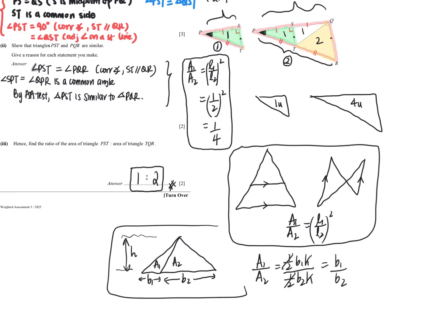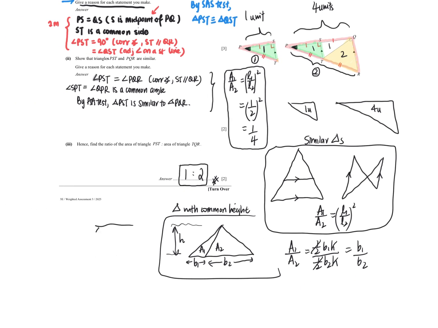This one is similar triangles. This one is triangles with common height. No need to square because the height and the half cancel out when you use the area formula. Then of course, if you have a parallelogram or trapezium, you know that it follows triangles with common height also, because this kind of triangle will always have the same height. Same height, they are also triangles with common height.